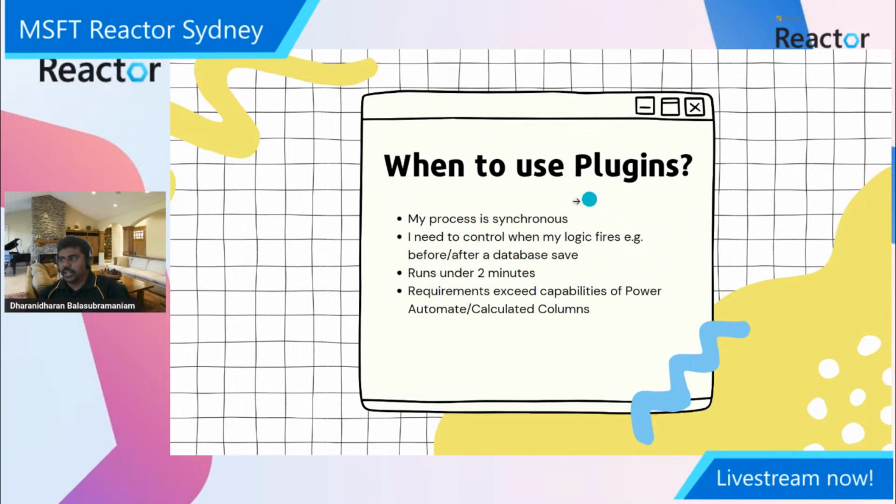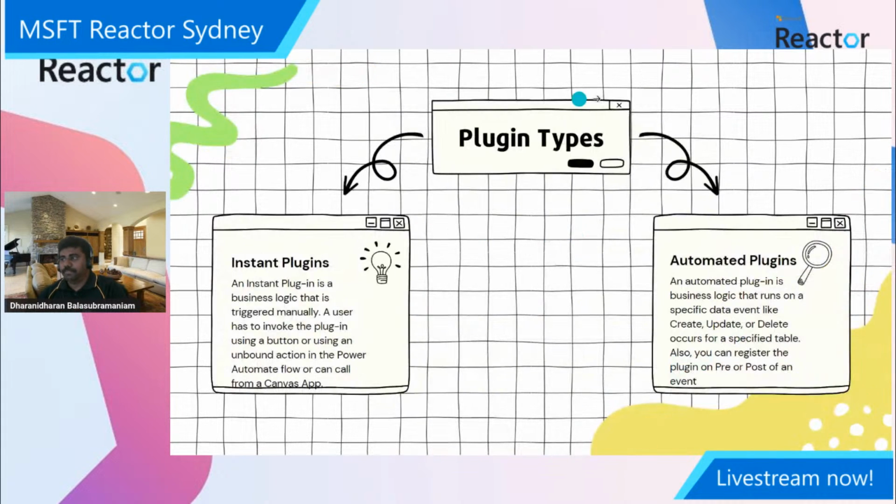So we'll see when to use those plugins. If my plugin is asynchronous, and I need to control when my logic runs, for example, before and after a database is saved, and if it needs to run under 2 minutes, and if you have a requirement that exceeds the capability of Power Automate or the calculated columns, then in this scenario you'll be using plugins actually. So yeah, there are two types of plugins inside the Dataverse Accelerator. One is the instant plugin, and the other one is the automated plugin.